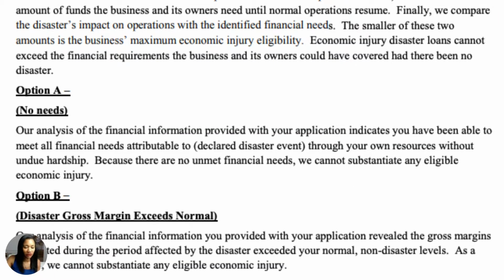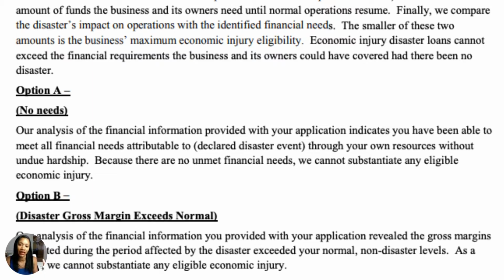So this is what your representative will send to you in your decline letter. They will tell you "disaster gross margin exceeds normal." That means you're making more money. Our analysis of the financial information you provided with your application revealed that your gross margins generated during the period affected by the disaster exceed your normal non-disaster level. As a result, we cannot substantiate eligibility or eligible economic injury, which makes sense.